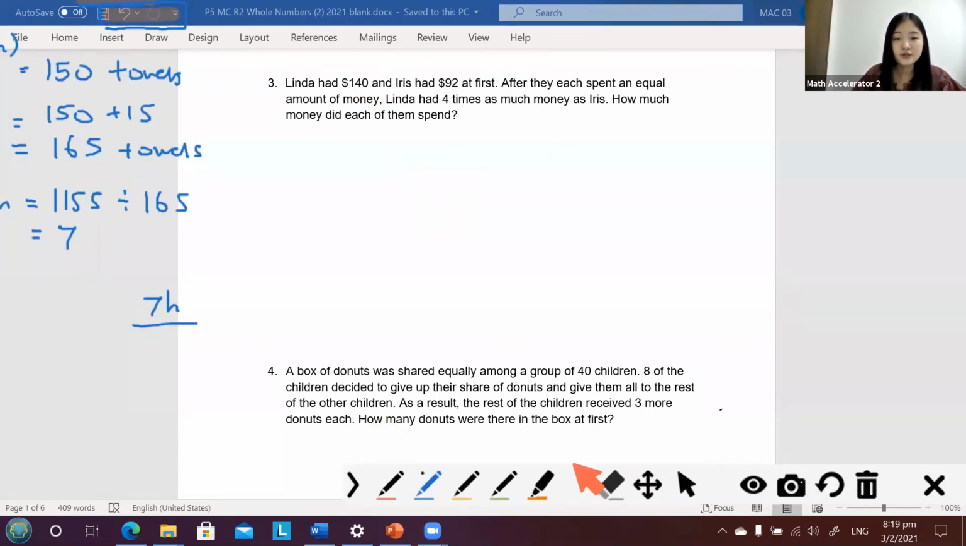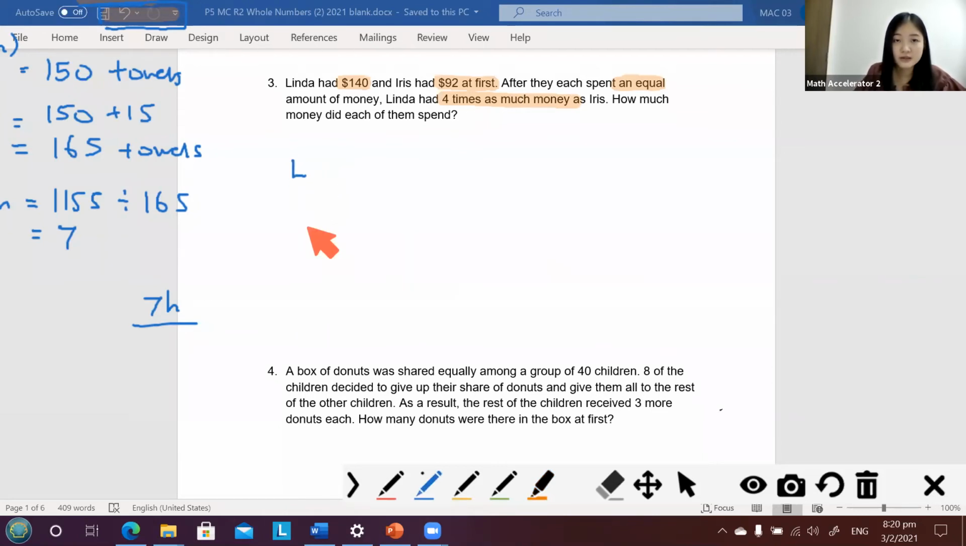Okay, question 3. Let's read through the question. Linda had $140. Iris had $92 at first. After they each spent an equal amount of money, Linda had 4 times as much money as Iris. How much money did each of them spend? Okay, so let's draw a model to represent this.